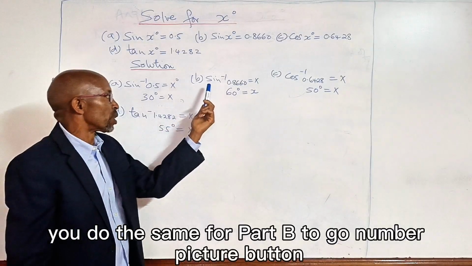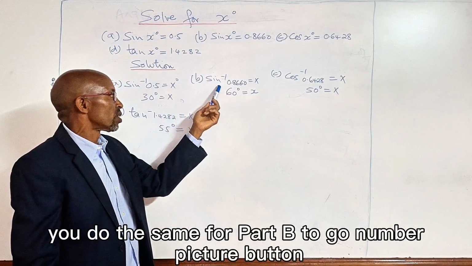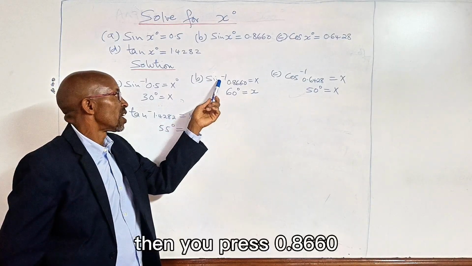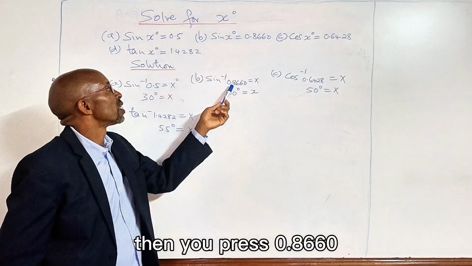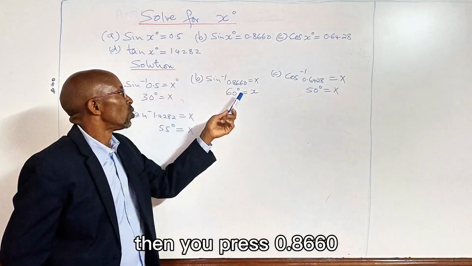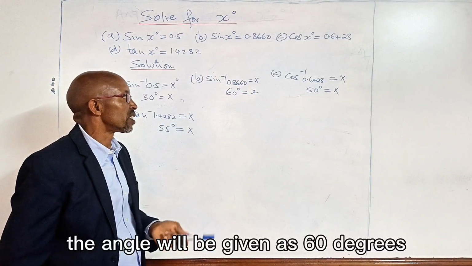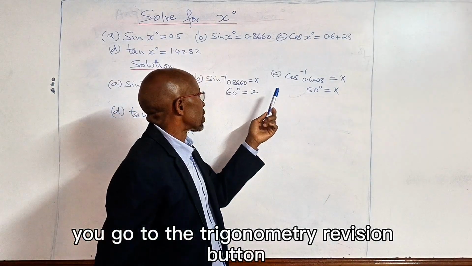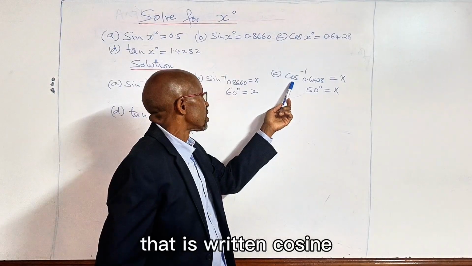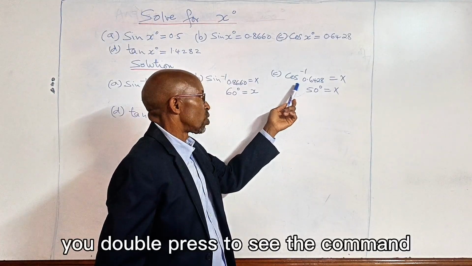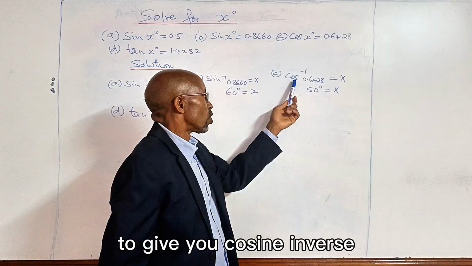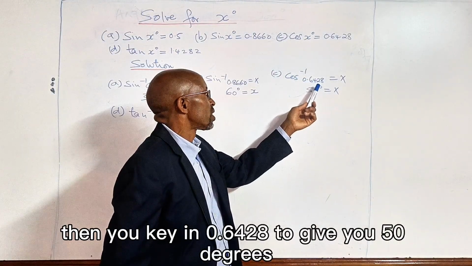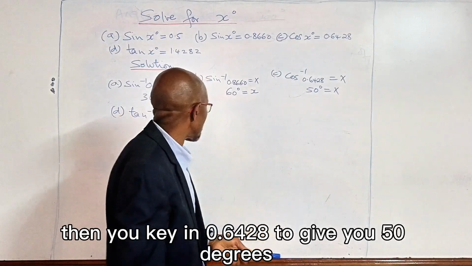You do the same for part B. Trigonometric ratio button, you double press to change the command. It will give you sine inverse. Then you place 0.8660. The angle will be given as 60 degrees. For the cosine, you go to the trigonometric ratio button that is written cosine. You double press to change the command to give you cosine inverse. Then you key in 0.6428 to give you 50 degrees.